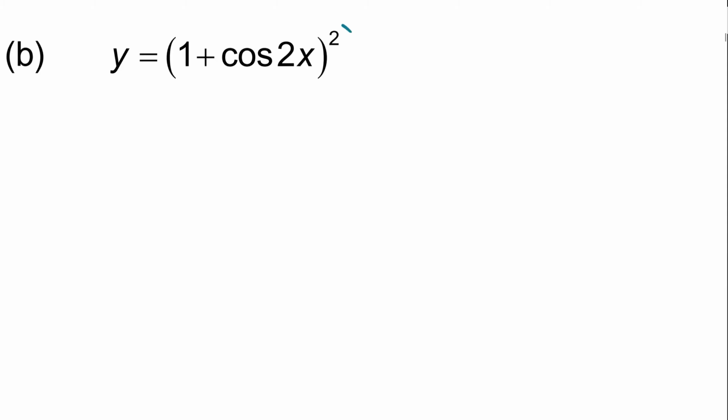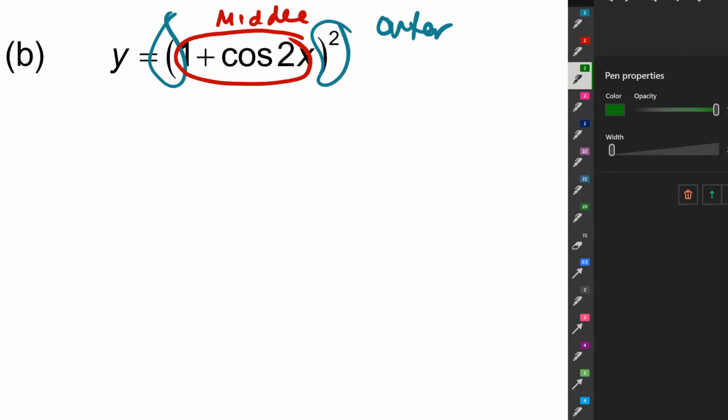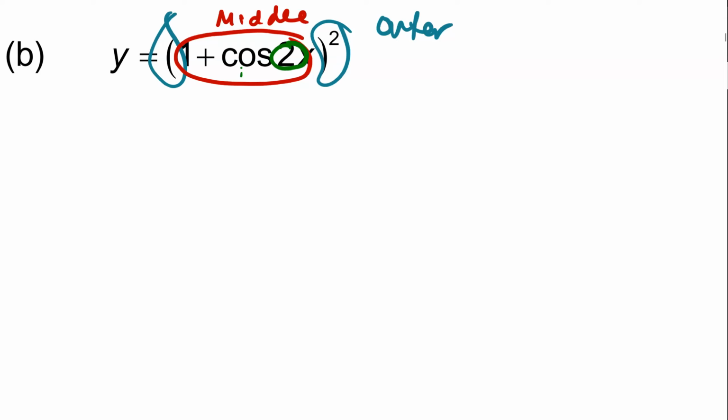So first, I have this power to deal with. This is the outermost. Then I have this middle function. And then inside that is this 2x. So you see how we're working our way in? Yeah, colors. Okay, let's do this.